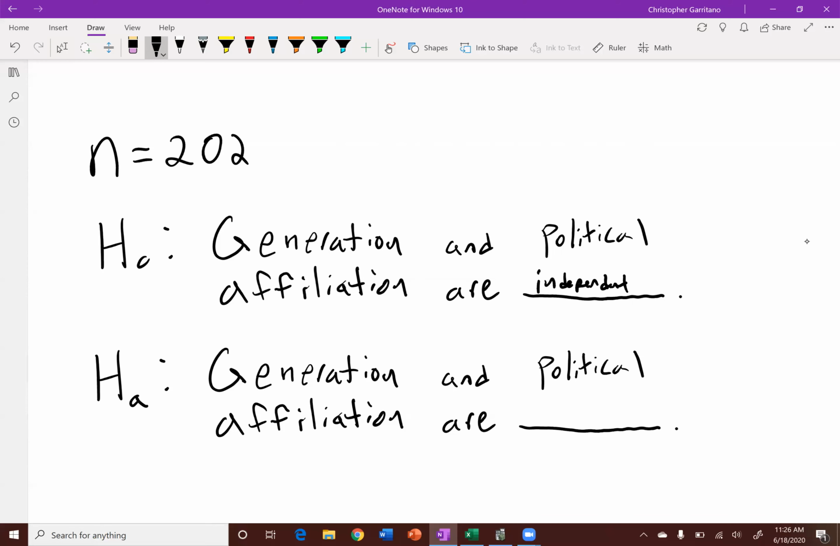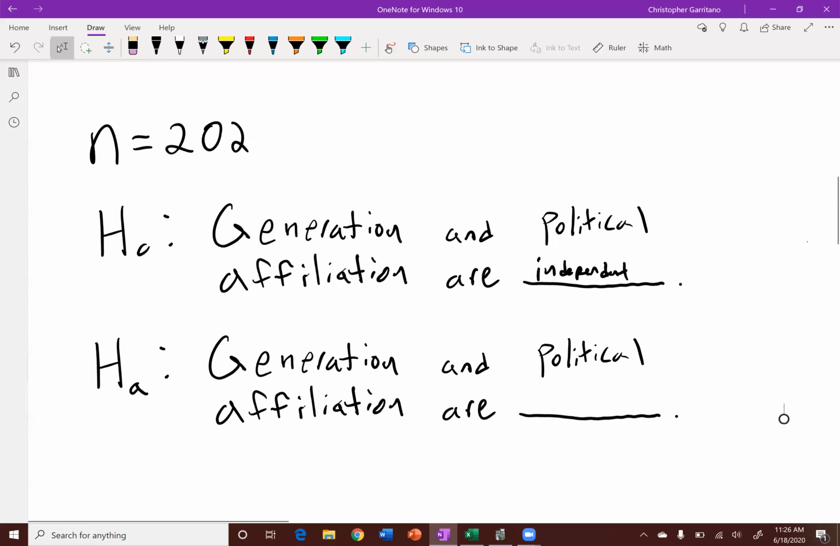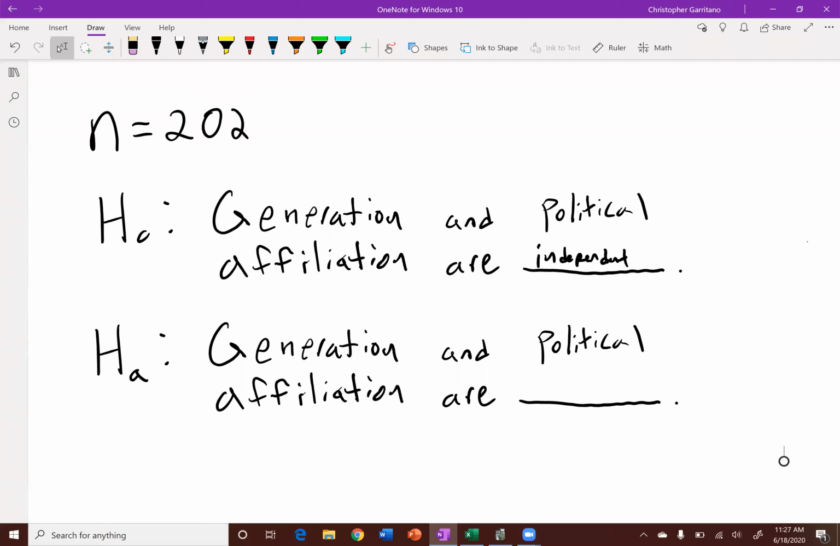And then what we're trying to do is see if there's evidence that there is an association. So we're going to try to collect evidence that generation and political affiliation are dependent. Because if we are able to prove independence, then that just means that these variables are not related to each other at all, and that's not very interesting. The whole point of trying to conduct some kind of a test is to try to link 2 variables together.